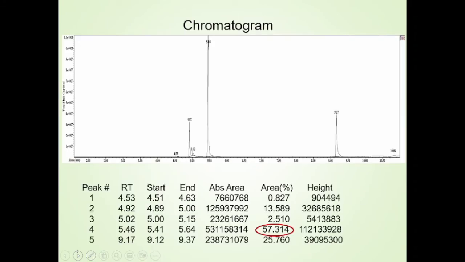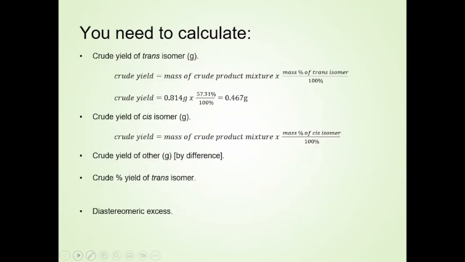So for example, if we identify this peak at 5.46 minutes as say the trans isomer, you would go to area percent. This is telling us that 57.3% of the material that you had at the end was actually trans isomer. So you would simply take the mass that you weighed. Again, assuming that it was 0.814 grams, you would simply multiply by 57%, and then that means you had 0.467 grams of actual trans alkene.